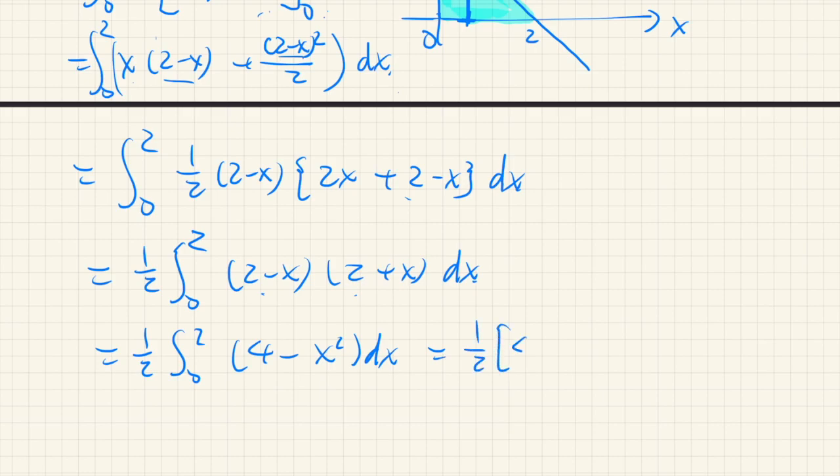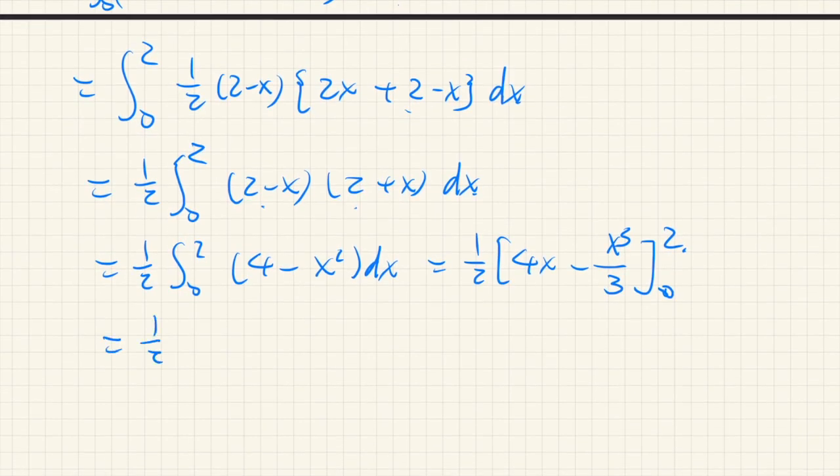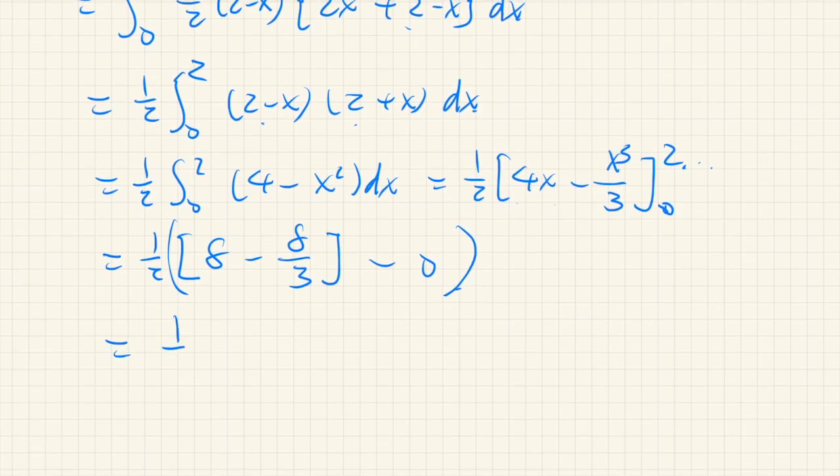And that's 4x minus x cubed over 3, from 0 to 2. When x is 2, that's 8, and 8 over 3, minus 0. So 1 over 2 times, that's 4 and 4, so we have 4 minus 4 over 3, that is 8 over 3. So this is it.